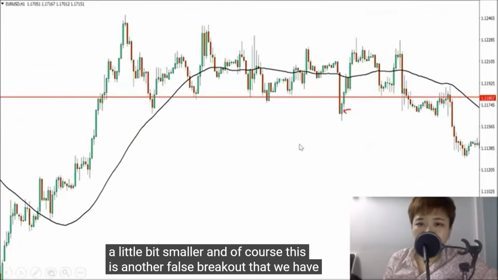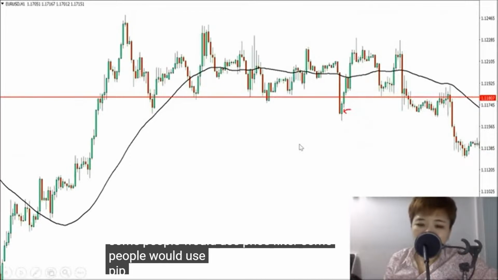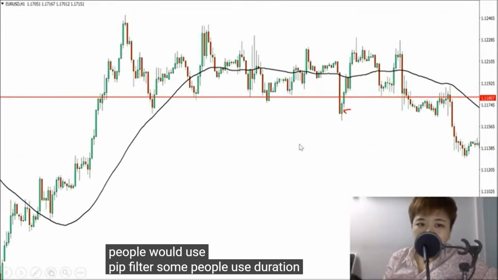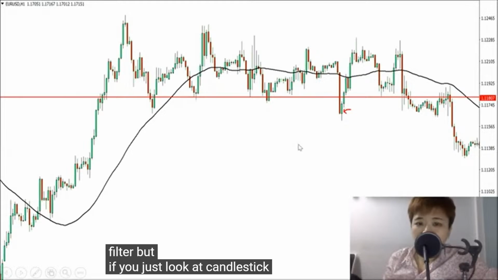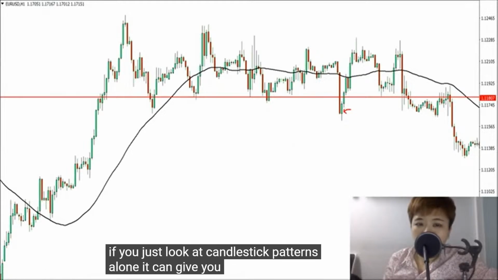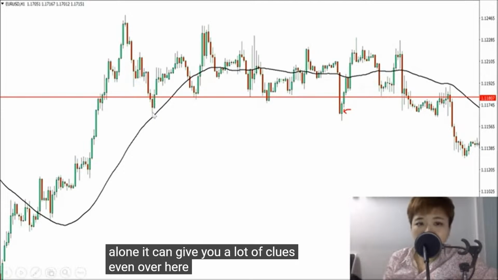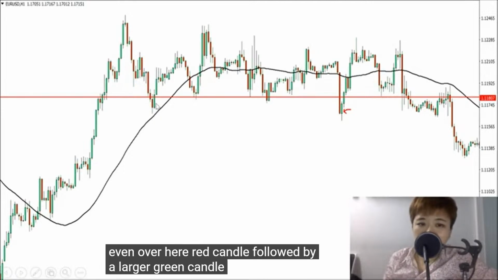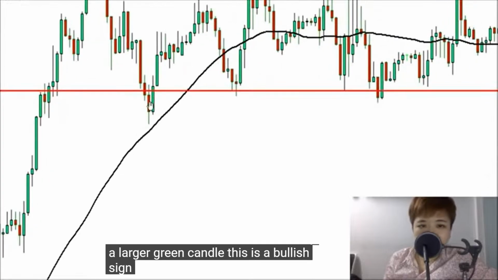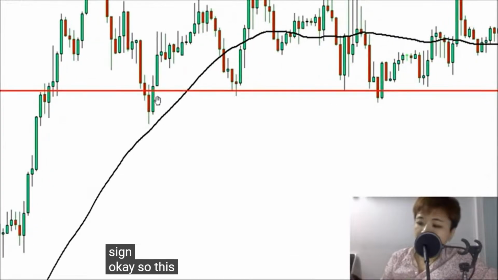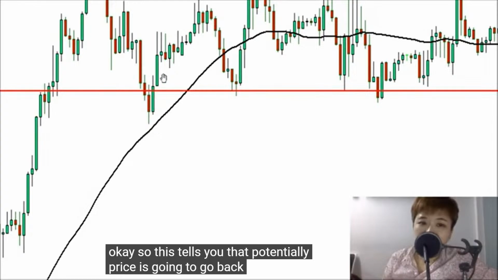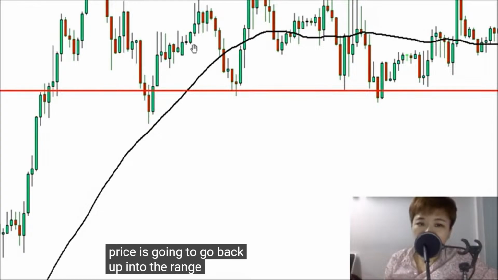Some people would use price filter, some people would use pip filter, some people would use duration filter, but if you just look at candlestick patterns alone, it can give you a lot of clues. Even over here, red candle followed by a larger green candle, this is a bullish sign. Okay, so this tells you that potentially price is going to go back up into the range.